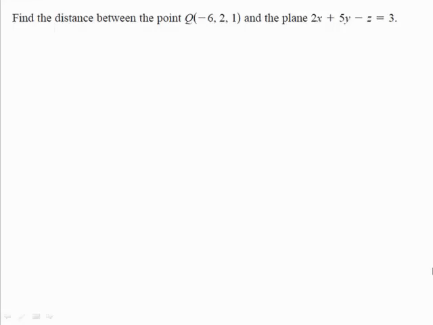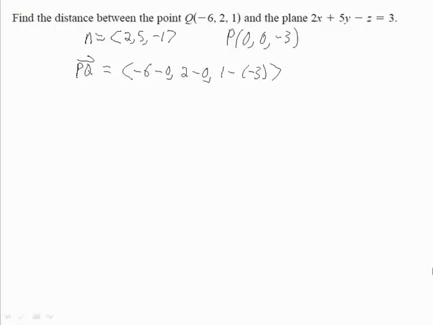Find the distance between the point Q, the ordered triple -6, 2, 1, and the plane 2x plus 5y minus z equals 3. You know that n is equal to the vector 2, 5, -1 is normal to the plane 2x plus 5y minus z equals 3. To find a point in the plane, let x equals 0 and y equals 0, and obtain the point P, the ordered triple 0, 0, -3. The vector from P to Q is -6 minus 0, 2 minus 0, and 1 minus -3, which is equal to the vector -6, 2, 4.